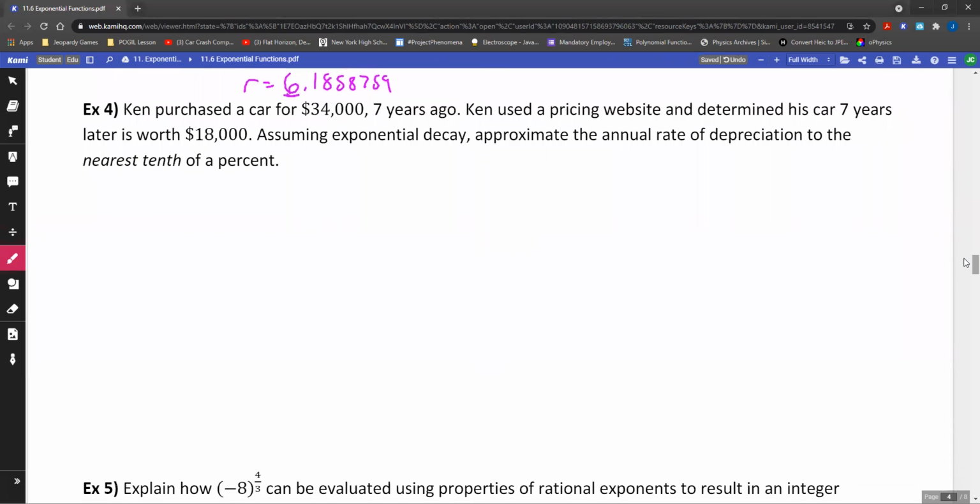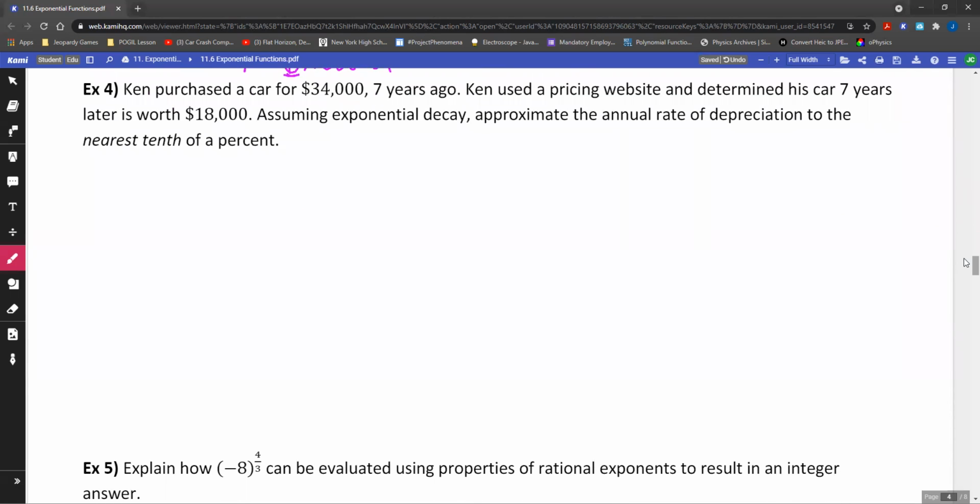All right. Here, what we're going to do here, they tell us that this is going to be an exponential decay relationship. Once again, we're trying to figure out the rate to the nearest percent. So our y value, the final value, is going to end up being 18,000. The initial value is 34,000.